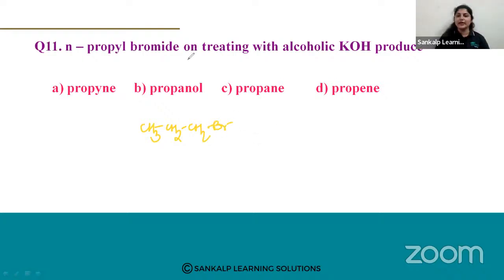If you react N-propyl bromide with alcoholic KOH, it will undergo a dehydrohalogenation reaction. This is the alpha carbon and this is the beta carbon. What type of reaction will it go through? Just see what options you have. Yes, there's the answer. Archana has answered it as B. What about the others?